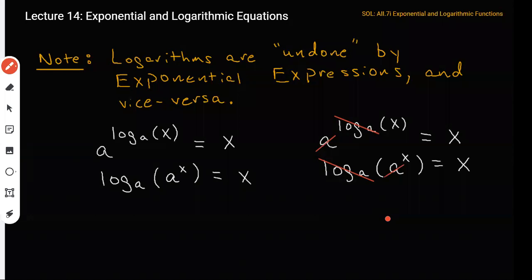Logarithms are always going to be undone by exponential expressions, and then vice versa. Exponential expressions are always undone by logarithms. And that's because these two ideas are opposites of each other. So I'll write that down in a note.